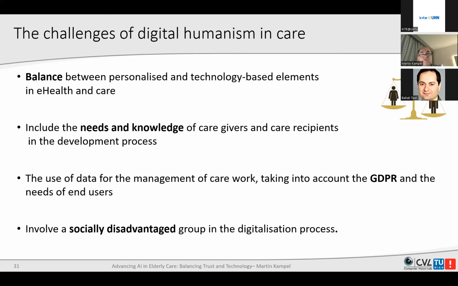Then there is the use of data for the management of care work, taking into account the GDPR, the General Data Protection Regulation in Europe, and the needs of end users. So the legal framework is important. But again, if I look at developers, they usually don't care so much. For developers, or even companies, the main things are functionality, robustness, speed, and performance, not so much how the technology is actually used. I would mention this as a problem. And here we must involve a socially disadvantaged group in the digitalization process, which is definitely a very challenging task.